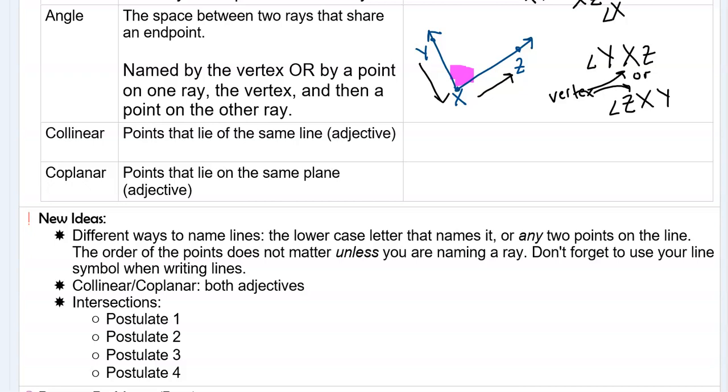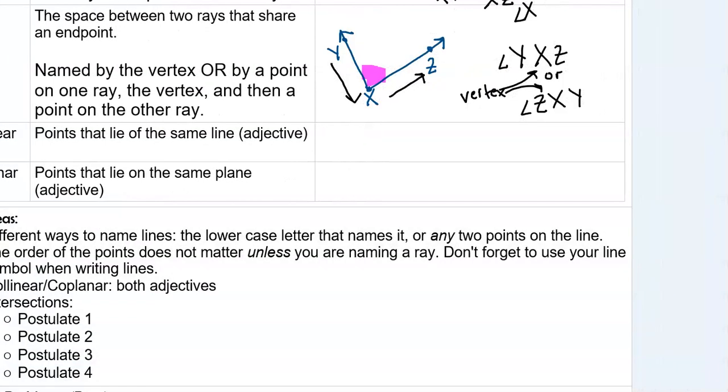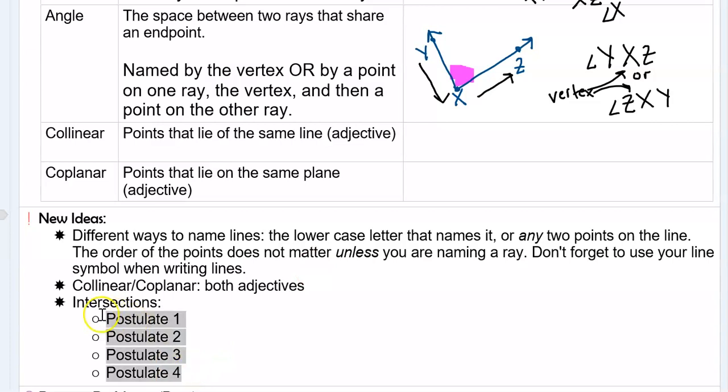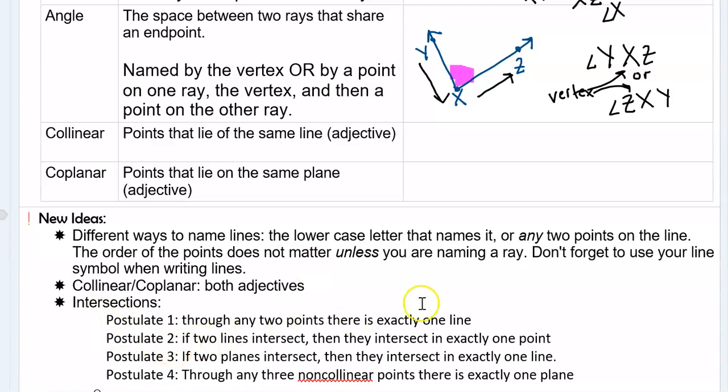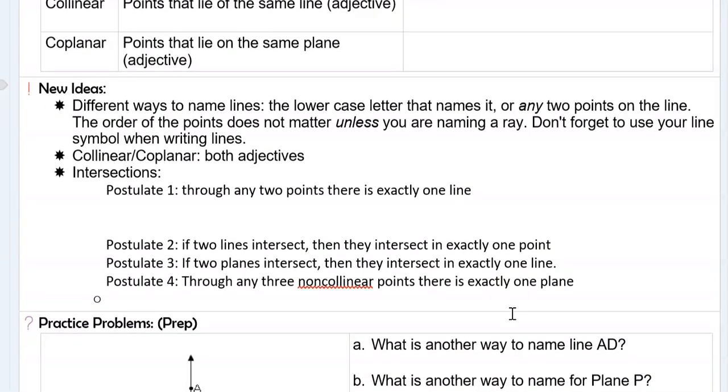The last thing we're going to talk about in this video are our 4 postulates. Our 4 postulates are the facts that tell us how things interact with each other. Now, all you have to know about the word postulate for right now is that it just means a fact. We will talk more in later videos about what is the difference between postulates and other types of statements that we learn. So for postulate 1, through any 2 points, there is exactly 1 line.